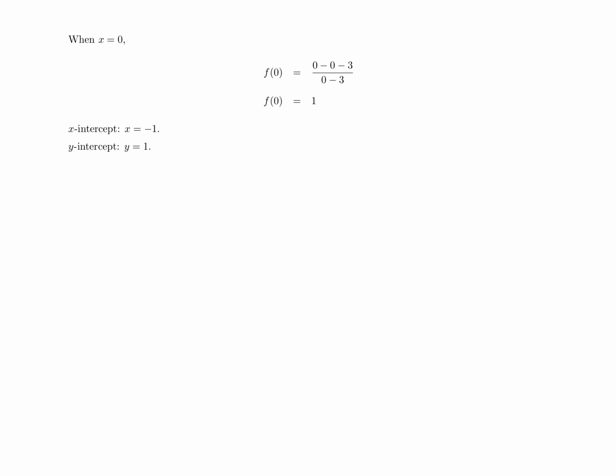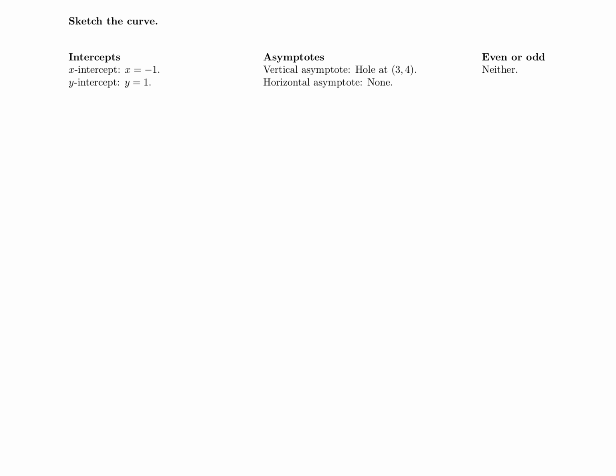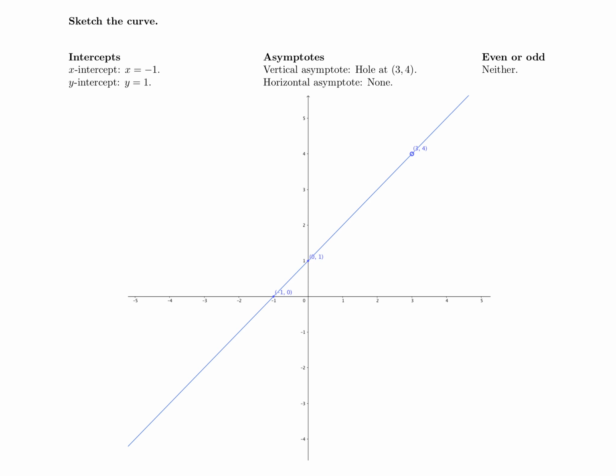Well, sketching this function is quite simple, as it is a straight line, only with a hole at the coordinate (3, 4). Plotting the x and y intercepts and drawing a line through them, we get a graph that looks like this. It turns out rather nicely, doesn't it? The initial function appeared somewhat complex, however it turns out to be a relatively simple and understandable function that we've all seen before.